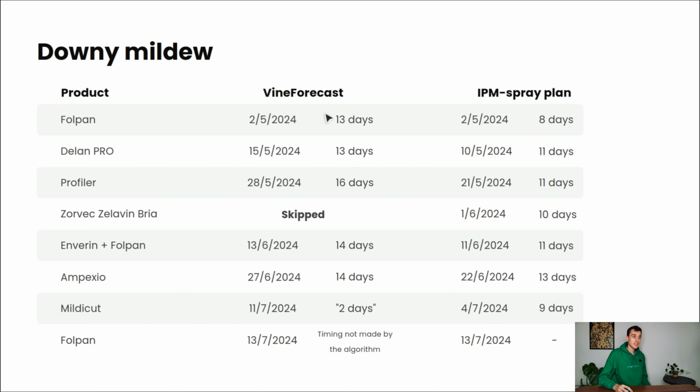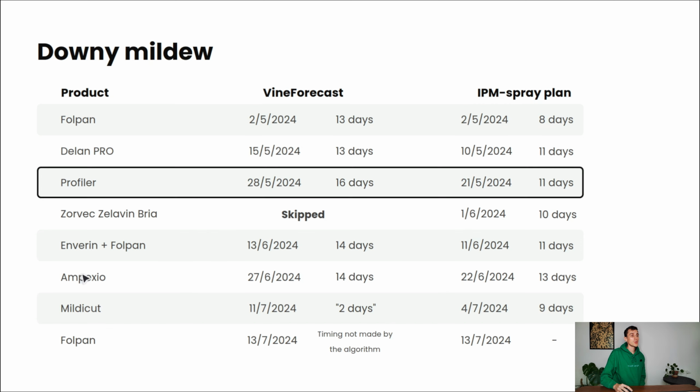And here you can see the final spray schedule that we had in the VineForecast variant. Very interestingly, we also had a very long spray interval of 16 days for Profiler, which only had an 11-day interval in the IPM spray schedule.